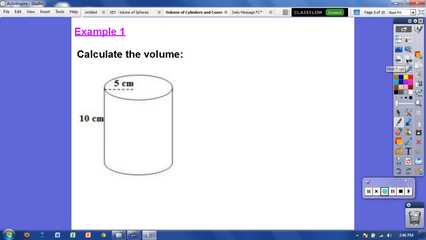So let's do an example. Here we have a cylinder, and I need to find the volume. Again, formula is volume equals capital B times H. Capital B is the area of the base. My base is a circle with a radius of 5. So if my base is a circle, that means to get the area of a circle, I use pi r squared.